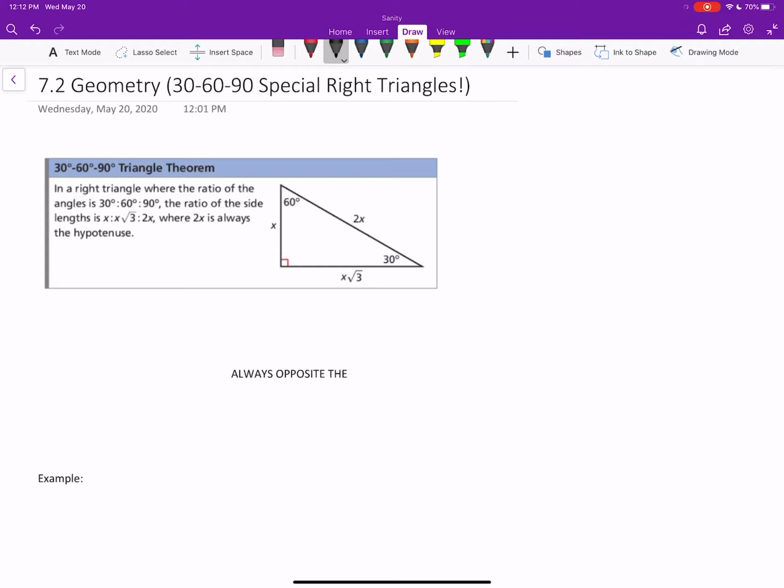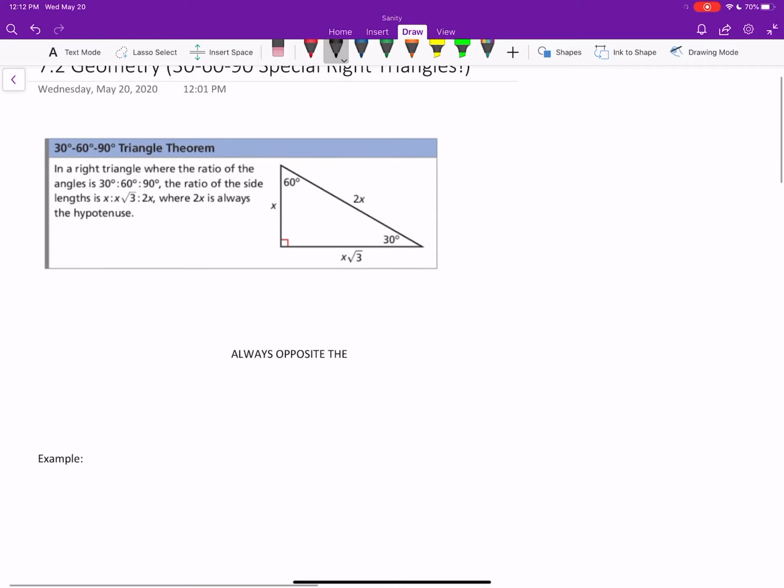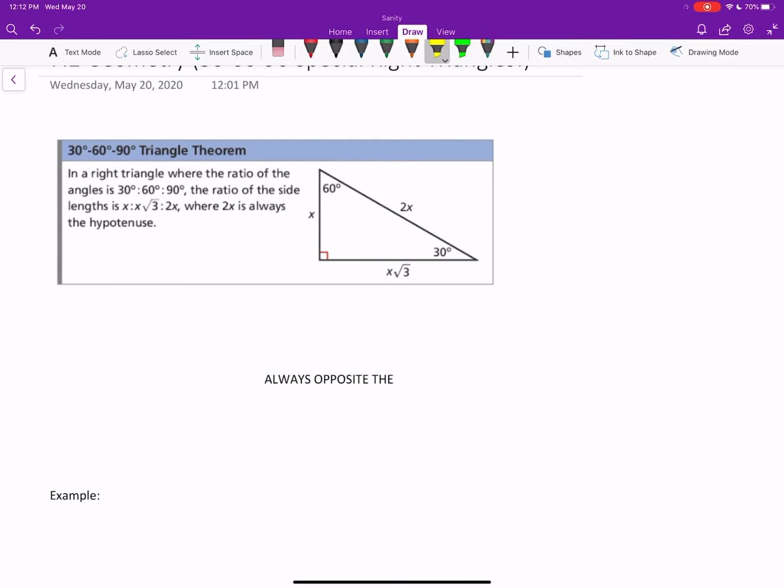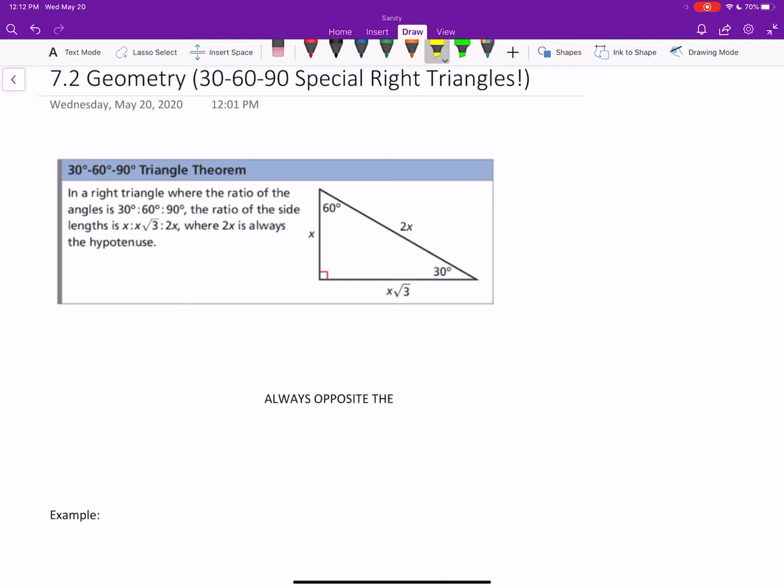If you remember last week, I think with 6.1, we covered 45, 45, 90. That was an isosceles right triangle. Now we're going to look at one that's not isosceles, but it's still a right triangle. And we have some pretty darn cool ratios with the sides that are going on here.